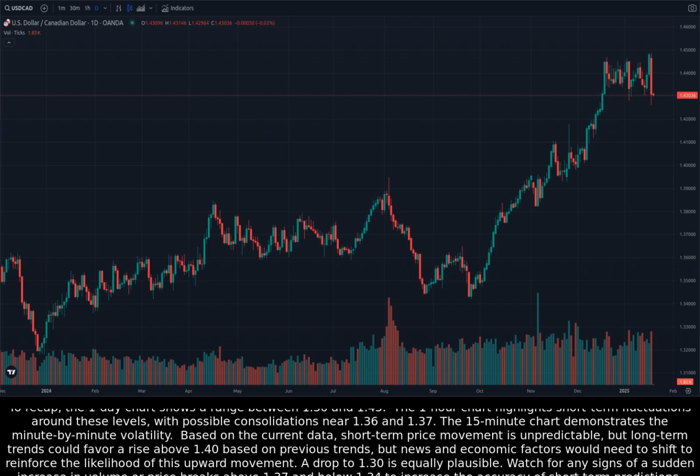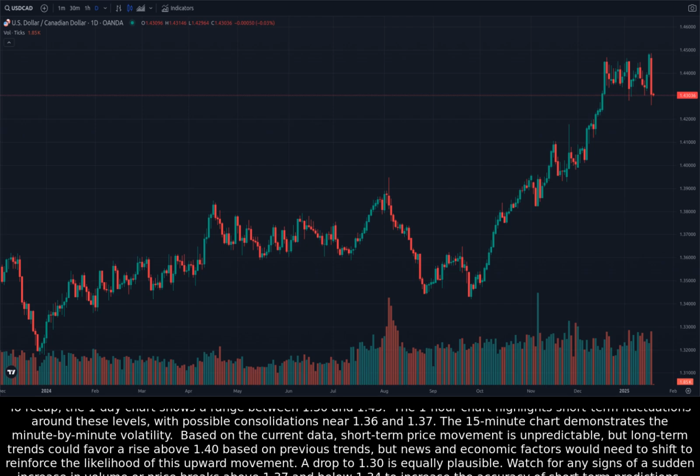Based on the current data, short-term price movement is unpredictable, but long-term trends could favor a rise above 1.40 based on previous trends. But news and economic factors would need to shift to reinforce the likelihood of this upward movement. A drop to 1.30 is equally plausible.